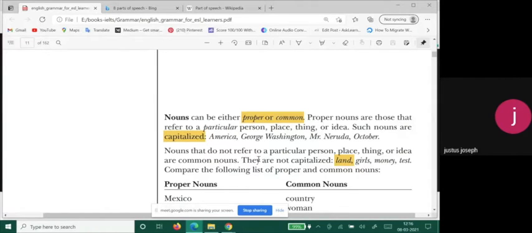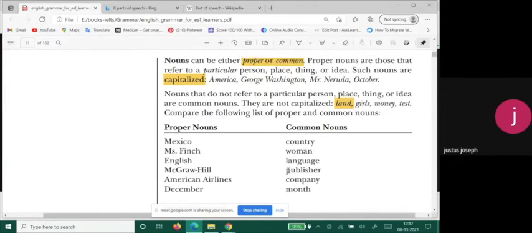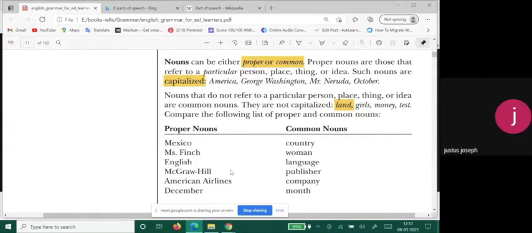Proper noun, under that just write capital letter. Look at a few examples here. Proper nouns are given: Mr. Mexico, Mr. Finch, English, McGraw-Hill. McGraw-Hill is a name. American Airlines, December. December is a name of a month, right?